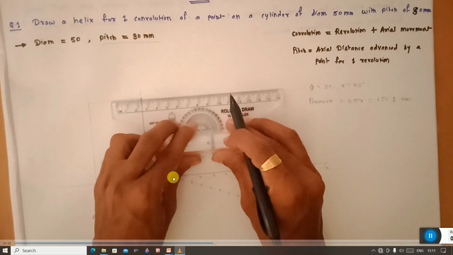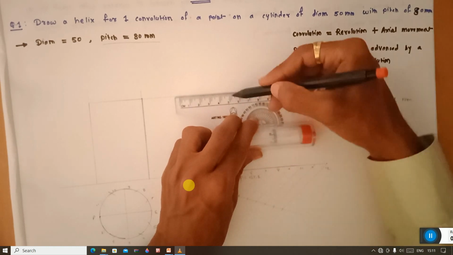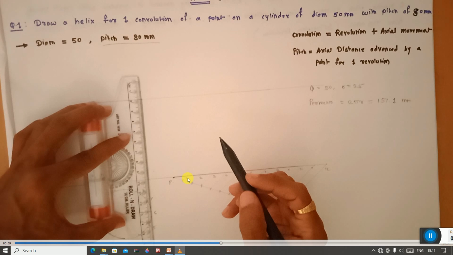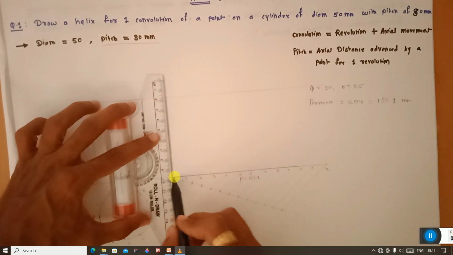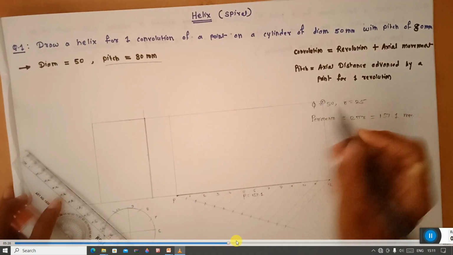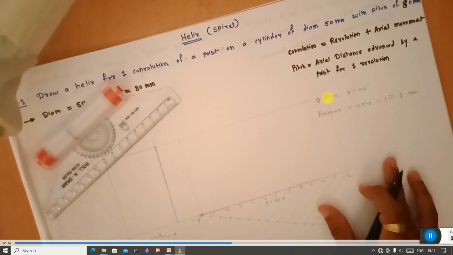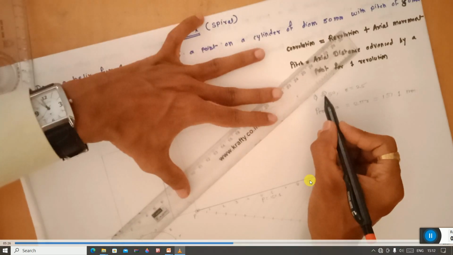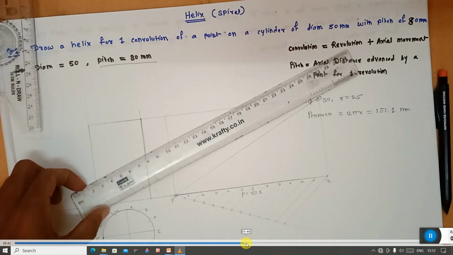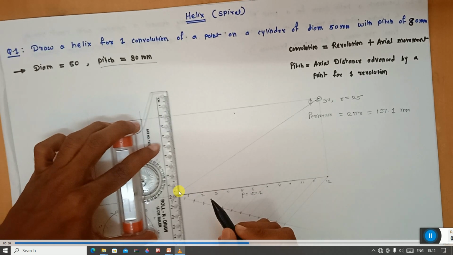Now from this point draw the parallel line. And from each point draw the vertical line. So join these two corners. So it is the diagonal for this rectangle. Now from these points 1, 2, 3, 4 draw the vertical line that will intersect the diagonal.